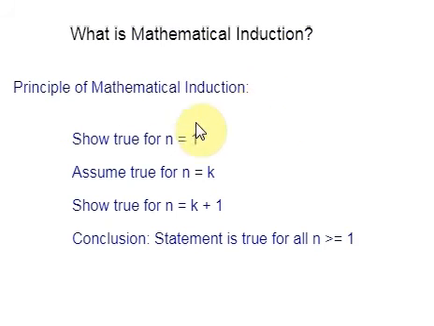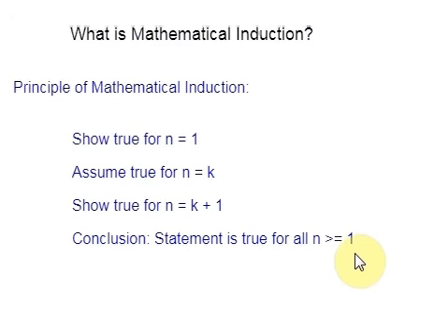Let's see how to describe this principle in mathematical version. First, you have to show the statement is true for n equal to 1, and then you have to assume that the statement is true for n equal to k. And then you have to show that the statement is true for n equal to k plus 1. And as a conclusion, you can say that the statement is true for all n greater than or equal to 1.